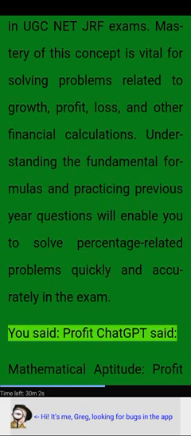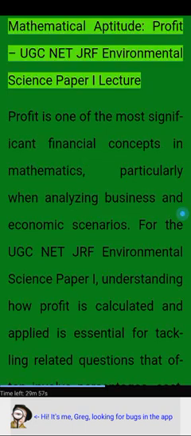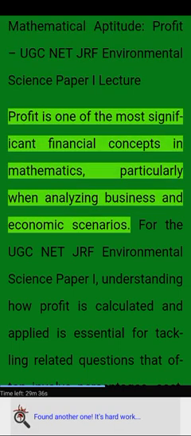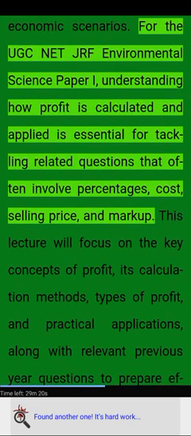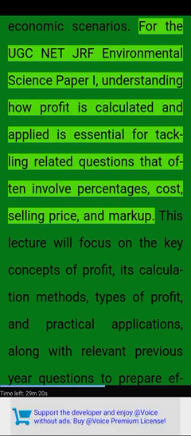Mathematical aptitude, Profit, UGC NET JRF Environmental Science Paper I Lecture. Profit is one of the most significant financial concepts in mathematics, particularly when analyzing business and economic scenarios. For the UGC NET JRF Environmental Science Paper I, understanding how profit is calculated and applied is essential for tackling related questions that often involve percentages, cost, selling price, and markup.